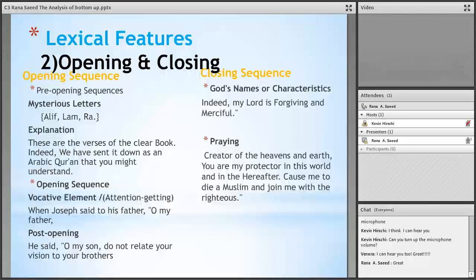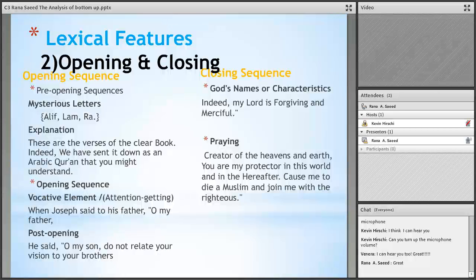The last thing is the opening and the closing sequence within the lexical features. And within the opening, we have to distinguish between the pre-opening and the opening and the post-opening. In the Holy Quran, the pre-opening is usually characterized by the mysterious letters like Alif, Lam, Mim. These are letters in the Arabic alphabet, but these are mysterious because no one can discover what these letters mean. That's why we call them mysterious letters.